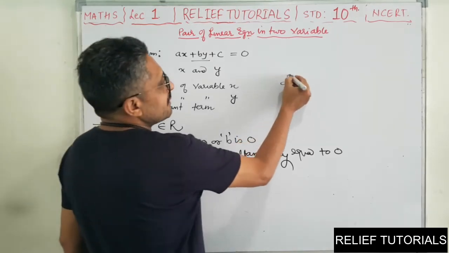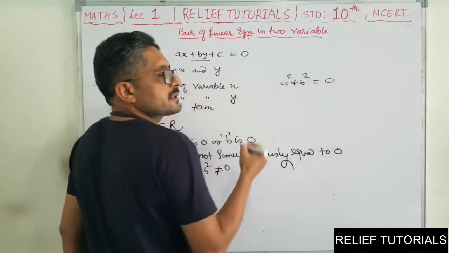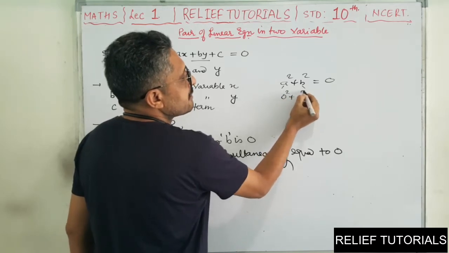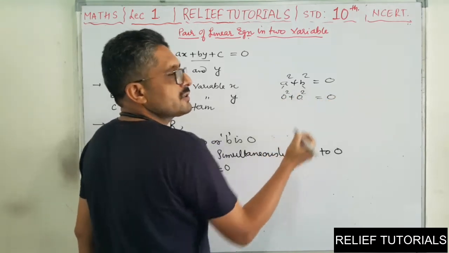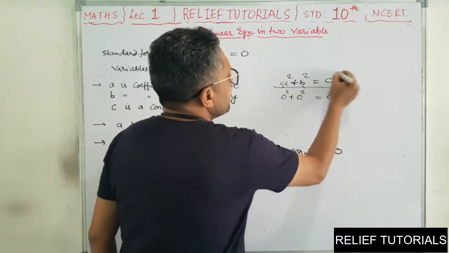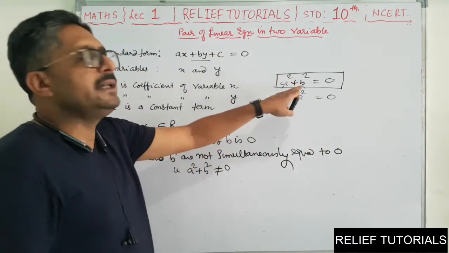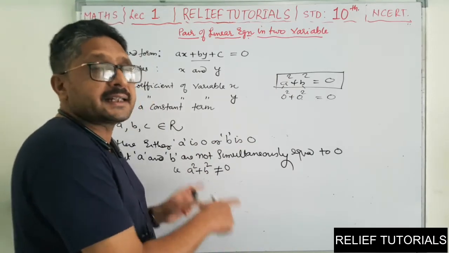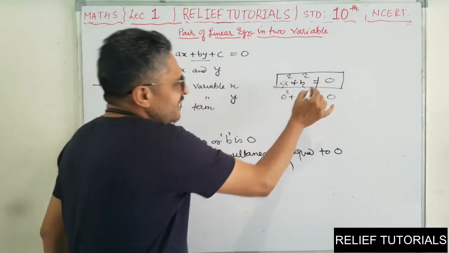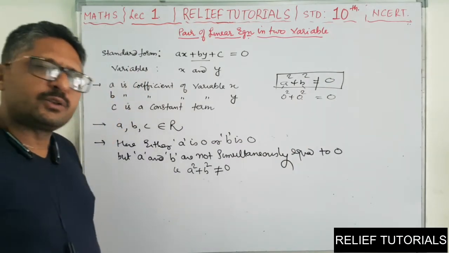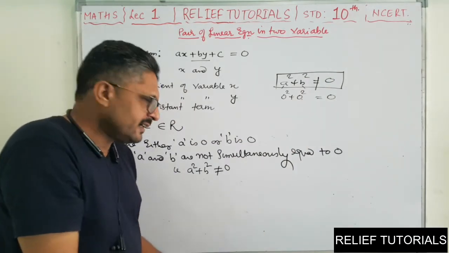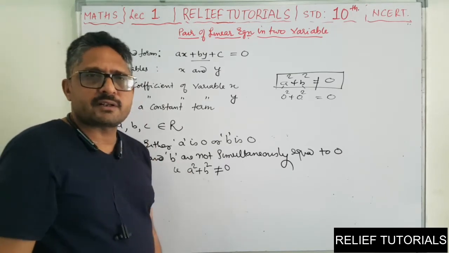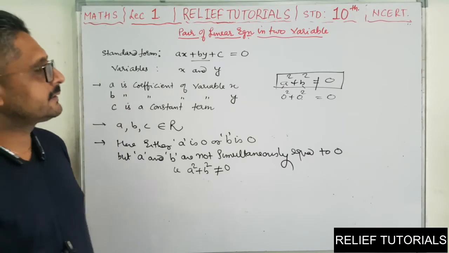A square plus b square equal to 0 is possible only when a is 0 and b is 0. See, if a is 0 and b is 0, 0 square plus 0 square is equal to 0. So this condition is possible if and only if a and b both at a time are equal to 0. But in our case they are not at a time equal to 0. So we will write a square plus b square is not equal to 0. Don't go in depth, but try to understand. Okay, this statement can be represented mathematically as a square plus b square is not equal to 0. Clear?